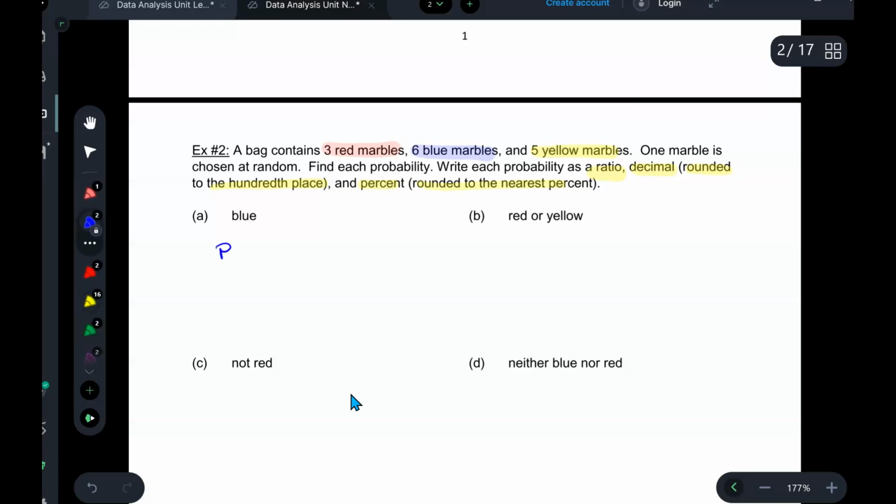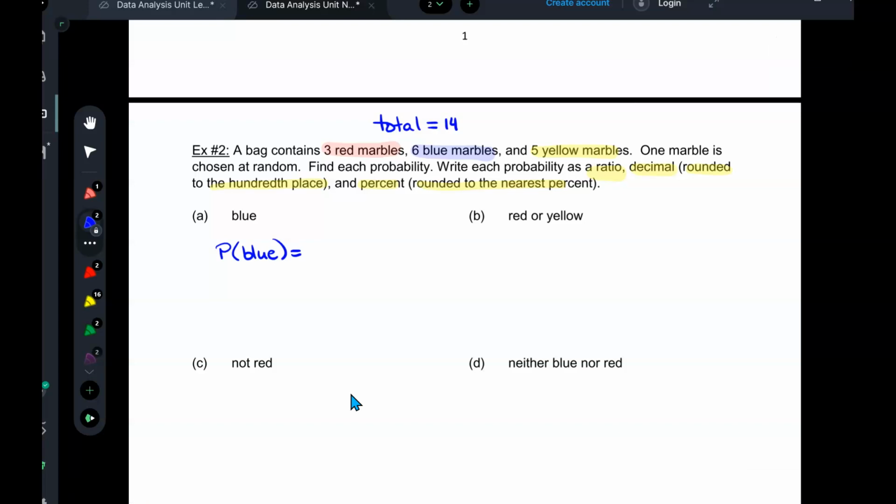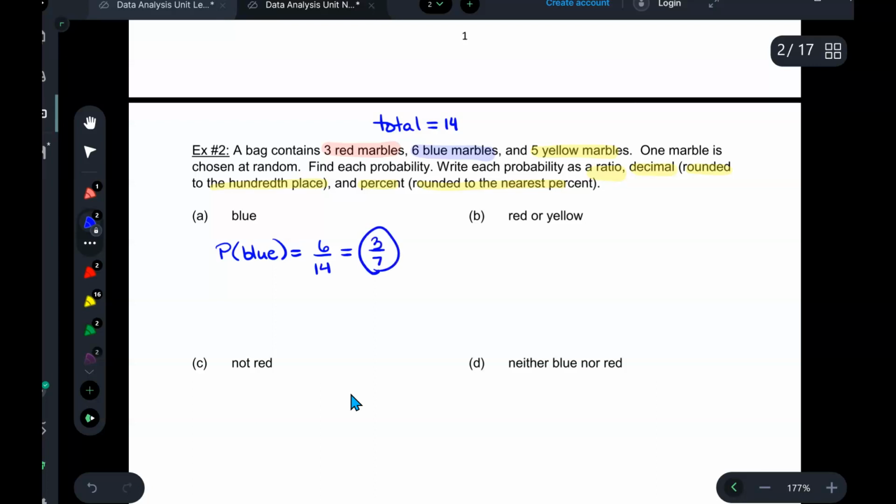Okay, so let's see. Probability of a blue. Well, first of all, how many total outcomes do we have? We have 3 plus 6 plus 5, so that total is going to be 14. So the probability that I grab a blue marble is going to be 6 out of 14. So reduced, that's going to be 3 over 7. On our calculators, go ahead and do 3 divided by 7. Round that to the 100th place. That's going to be 0.43, which is 43%. So you're going to actually have the answer written 3 different ways.